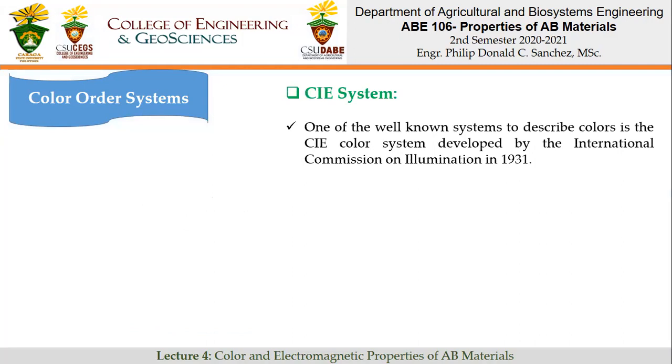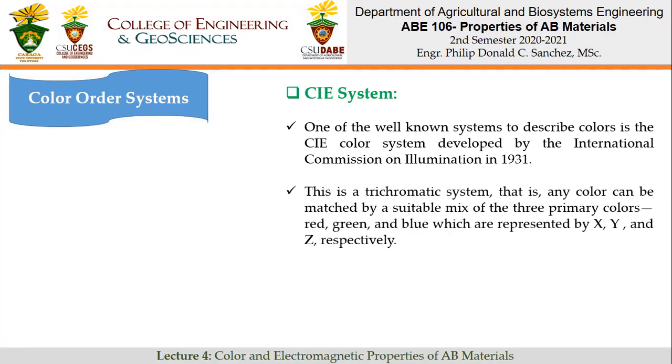The other color order system we have is the CIE system, or the CIELAB system. One of the well-known systems to describe colors is the CIE color system developed by the International Commission on Illumination in 1931. This is a trichromatic system, that is, any color can be matched by a suitable mix of the 3 primary colors, red, green, and blue.